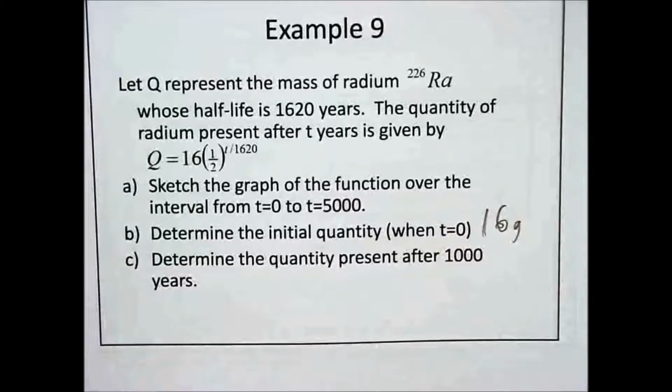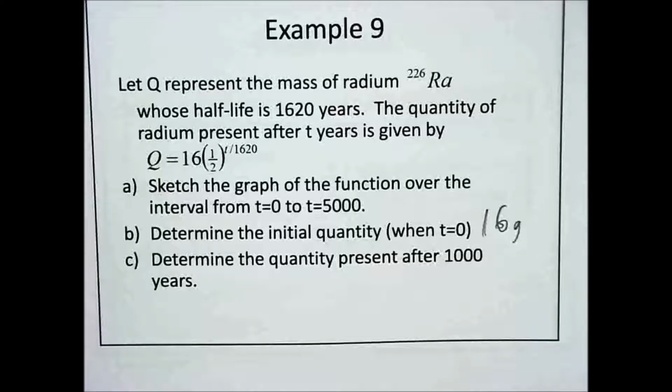But determine the quantity present after 1,000 years. What would I do for that? Yeah, plug in 1,000. Go ahead and plug in 1,000 into the formula. It should be more or less than 8 grams, I should say. Which one? More or less? The half-life is 1,620 years, and we're only going 1,000 years. Should it be reduced to half its original amount yet? No. I'm talking about generalities, to be able to look at it and know if you screwed up or not.